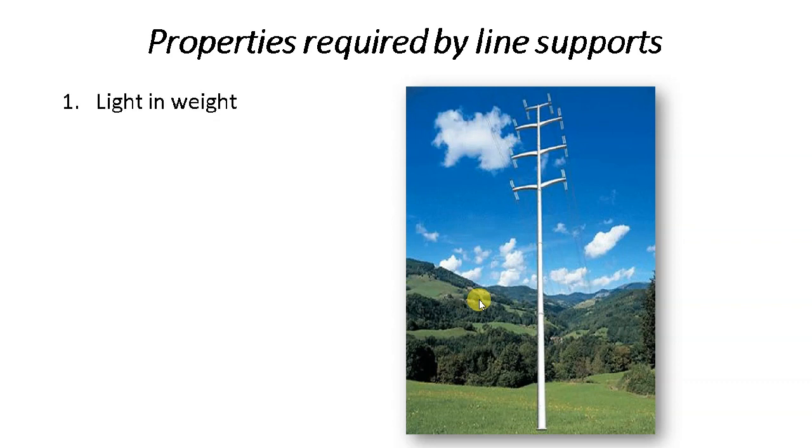The first one is light weight. Obviously your transmission tower should be light in weight, because the transportation cost will be higher if your supports are heavier.